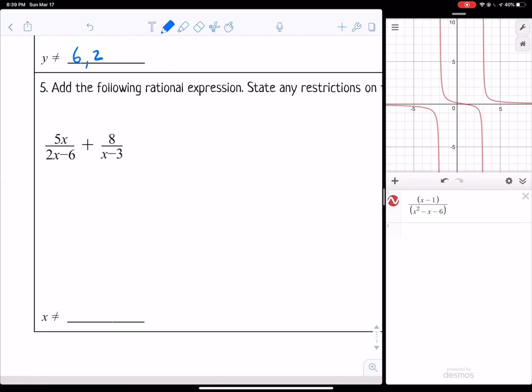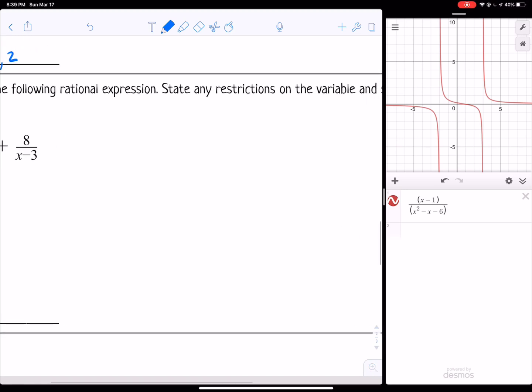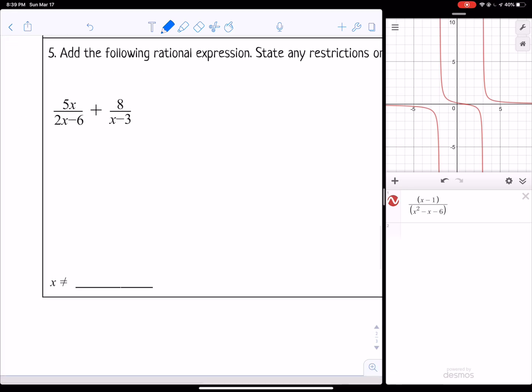And the last one says, add the following rational expression, state any restrictions on the variable, show all of your steps. So the first thing to do is factor the denominator so we could figure out what the least common denominator would be. So in this case, 2 times x minus 3 would work because it's a denominator that I could easily turn both of them into, because the first denominator already is that denominator. No work needed. But the second denominator, I could just multiply by 2, and that would make it look like the first one. So with a minimal amount of effort, I can make them the same.